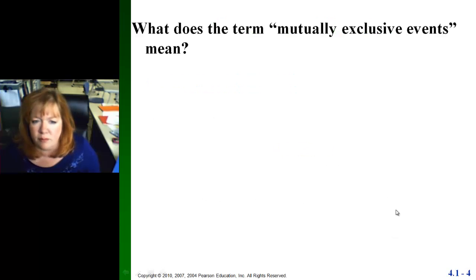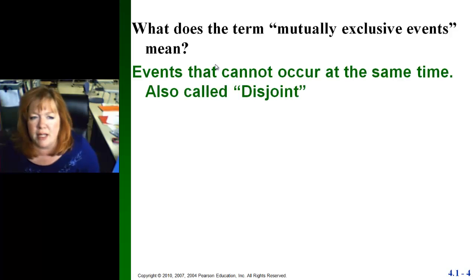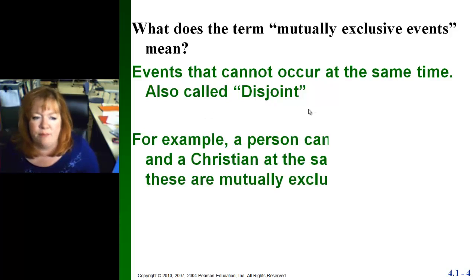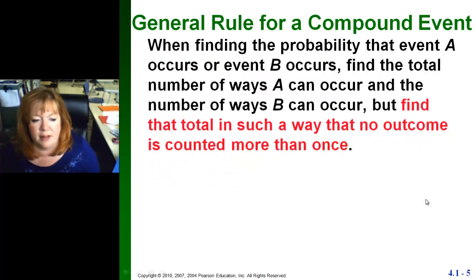What does the term mutually exclusive events mean? This is where you'll first start with your notes. Mutually exclusive means that they cannot occur at the same time. Another term for this, which is not in your book, is disjoint events. For example, a person cannot be an atheist and a Christian at the same time. Thus, these are mutually exclusive events. I would have said male or female, but there's hermaphrodites, so you can't use that one as a mutually exclusive example either.